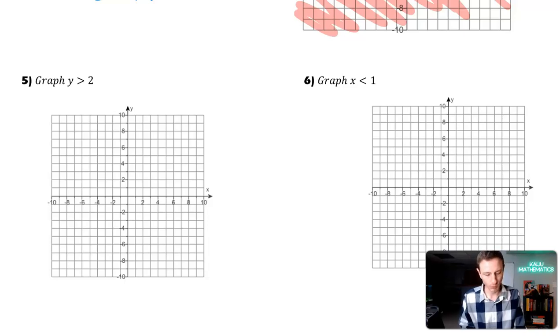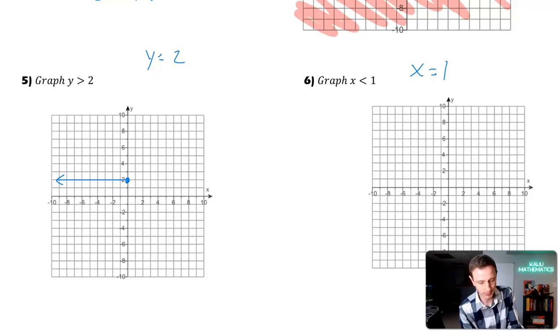So graphing y is greater than 2. We're going back to the discussion of something like y is equal to 2, then number 6 is x is less than 1. So going back to what is the line of y equal to a constant, x equal to a constant, what do those lines look like? So y is equal to 2. If you remember that, that is going to be a horizontal line at the value of 2. So it's going to be horizontal.